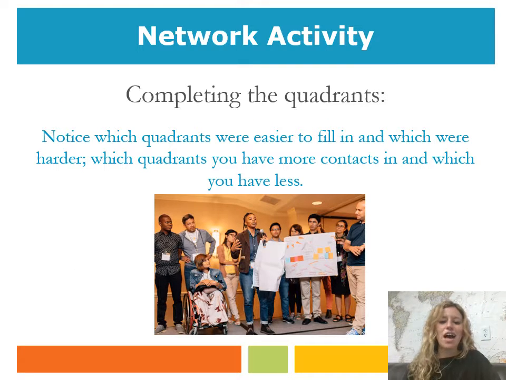Welcome back. After you've completed the quadrants of your network, let's see what you discovered. Take a moment now and notice which quadrants were easier to fill in and which were harder. Which quadrants do you have more contacts in and which do you have less? Pause the video and just take a few minutes to look at who you wrote down and to answer the questions that are on the screen about which quadrants have more or less contacts and were easier or harder for you.